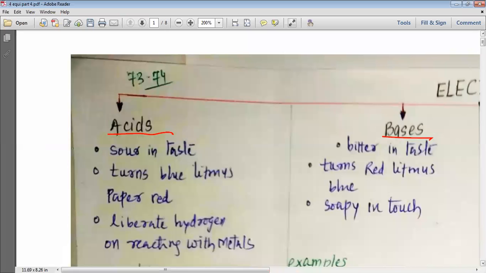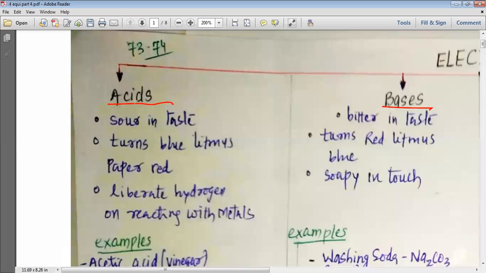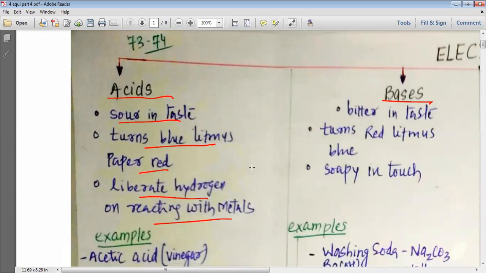First, let us study about acids. Acids are sour in taste. They turn blue litmus paper red. They liberate hydrogen on reacting with metals.